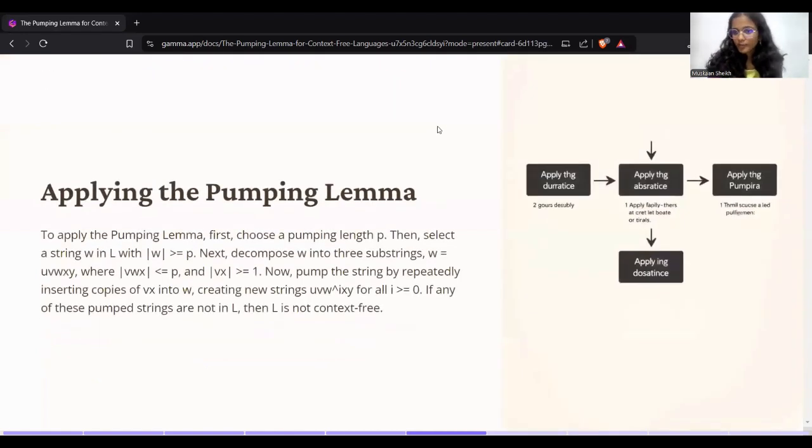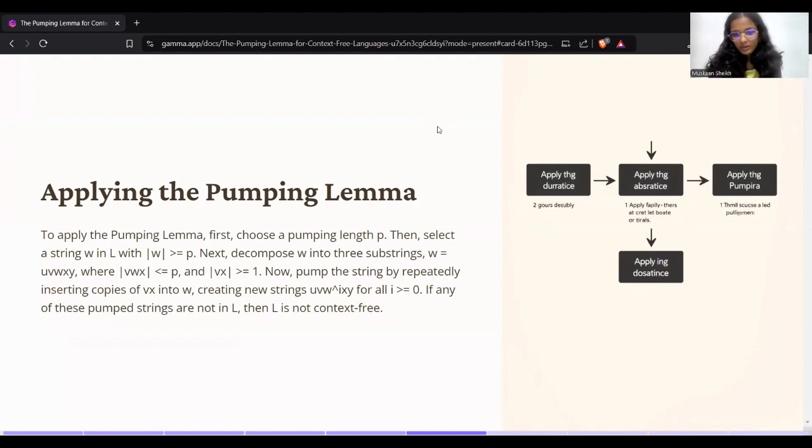Let's see the application of the pumping lemma. To apply the pumping lemma, first choose a pumping length P, then select a string W in L with length greater than or equal to P. Next, decompose W into five substrings, W equals UVWXY, where the length of VWX is less than or equal to P and the length of VX is greater than or equal to 1.